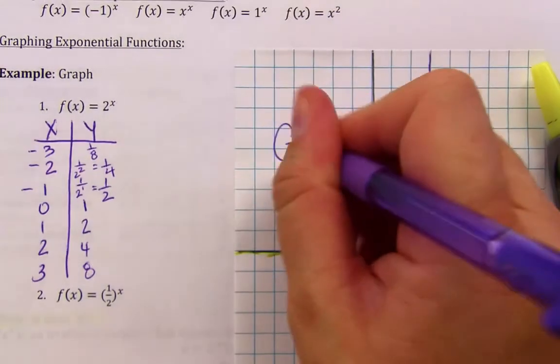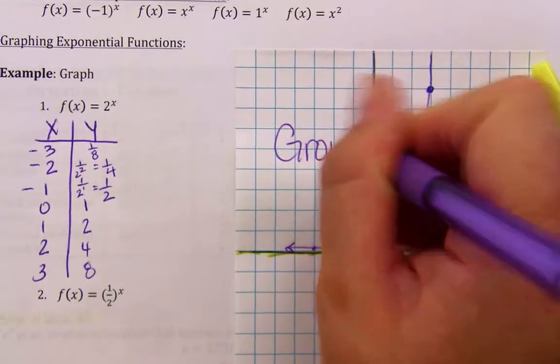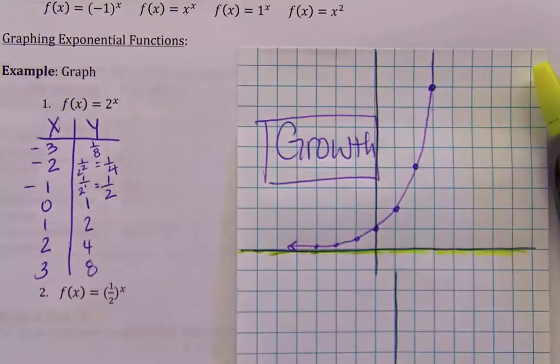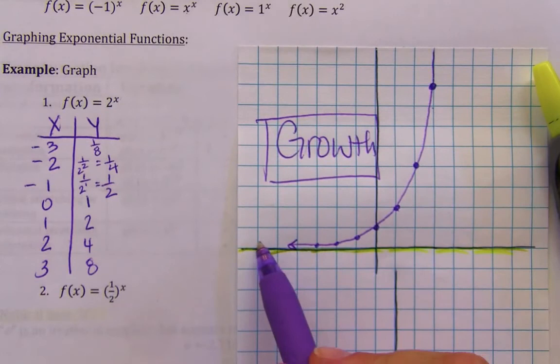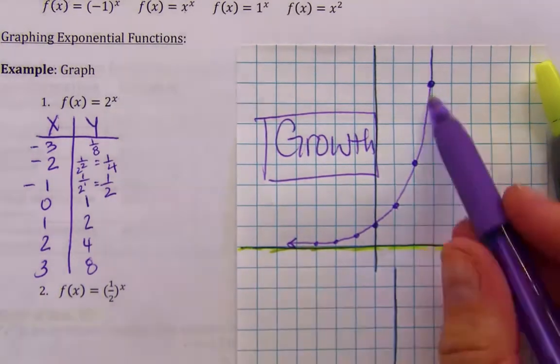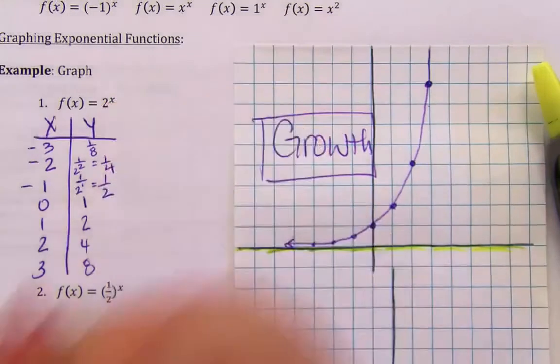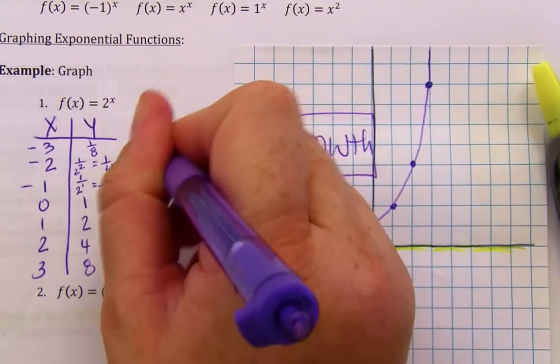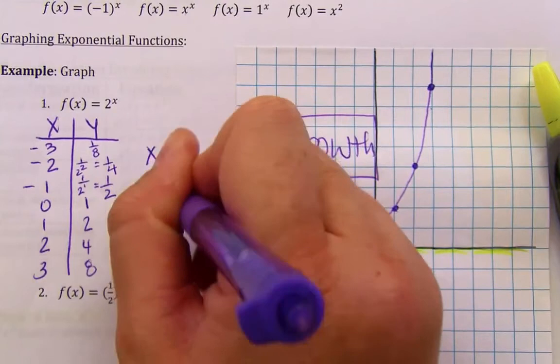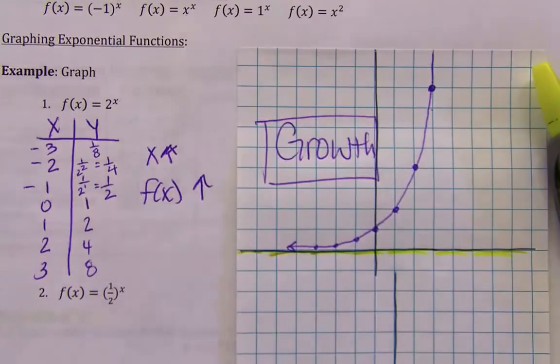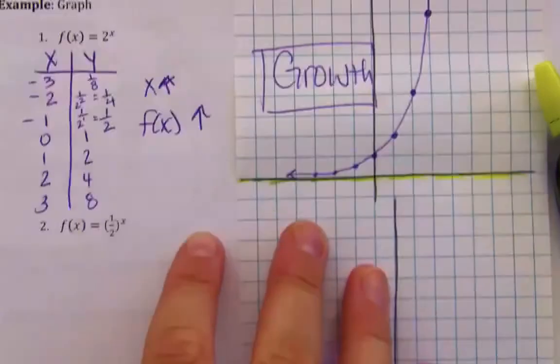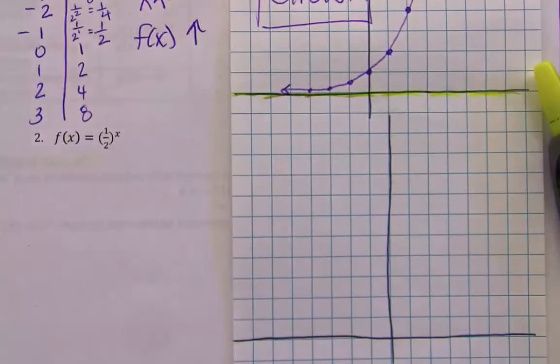This is growth. This exponential function is growing. As we move from left to right, or as our x values are increasing, our function is increasing. So as x increases, f of x increases. Now let's look at the next example here.